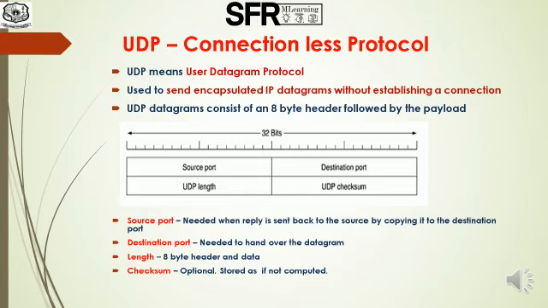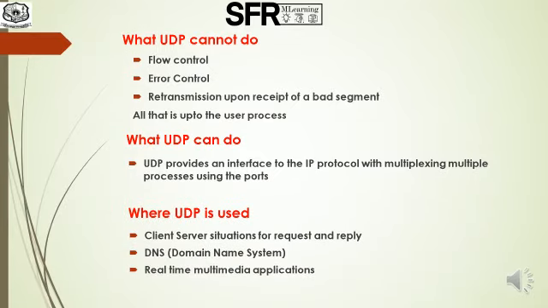And the checksum field is optional. It can be stored as zero if not computed. Then what UDP cannot do: it cannot do flow control, error control and retransmission upon receipt of a bad segment. So all that is up to the user process. What UDP can do is just provide an interface to the IP protocol with the multiplexing of multiple processes using the ports. Then, where is UDP used?